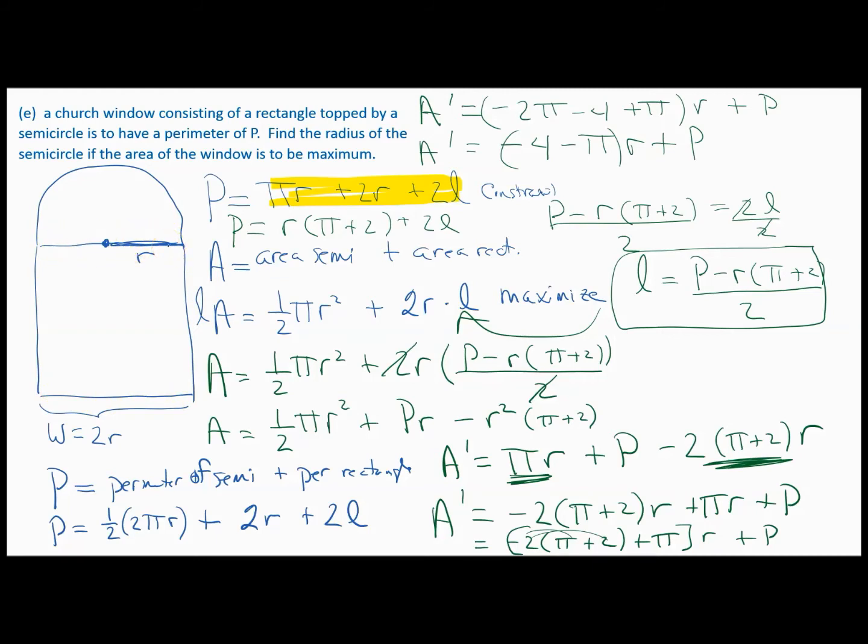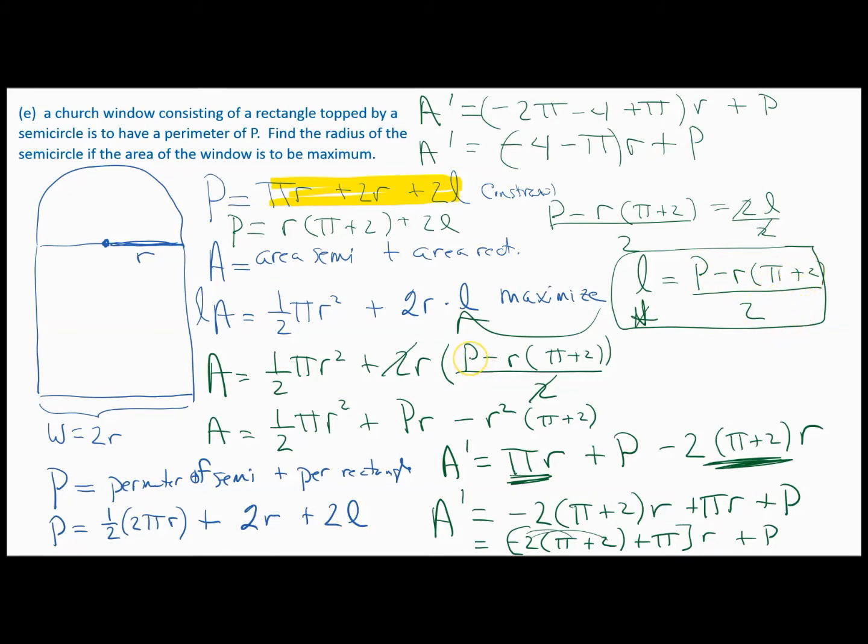Then we found a formula for area, which was the area of the semicircle plus the area of the rectangle. The area of the semicircle was half of pi r squared. The area of the rectangle included 2r across the bottom times L, because we're taking area. Now my issue is I have r's and l's in my equation, so I went back into my constraint equation and solved for L, and that's where things got ugly right here, because L is P minus R times (pi plus 2) over 2.